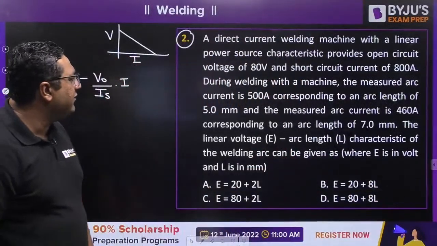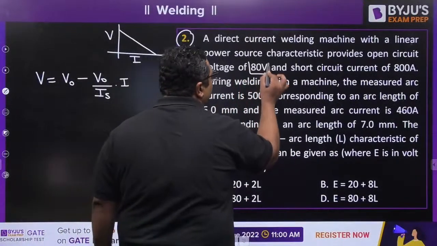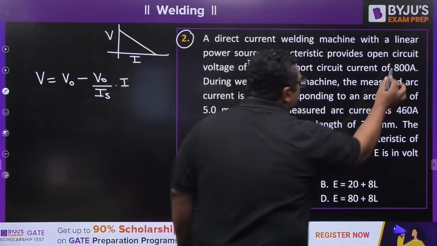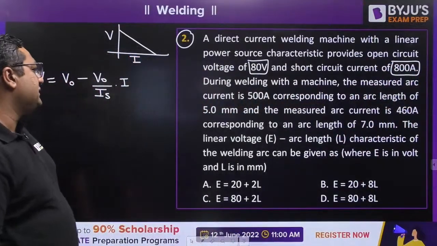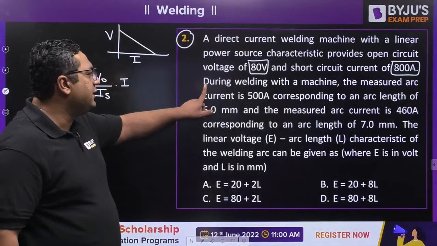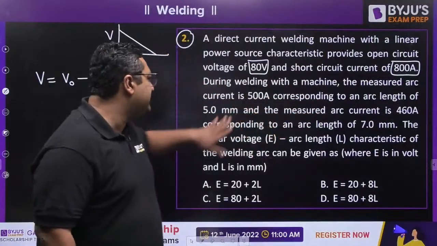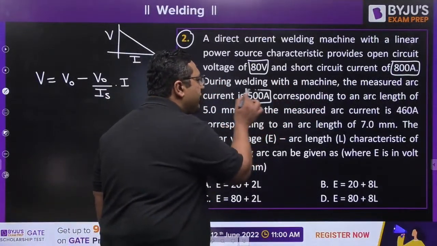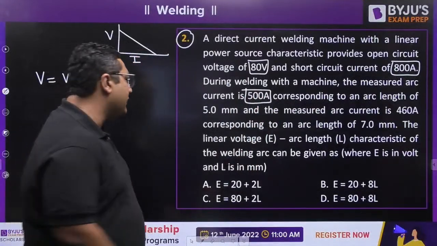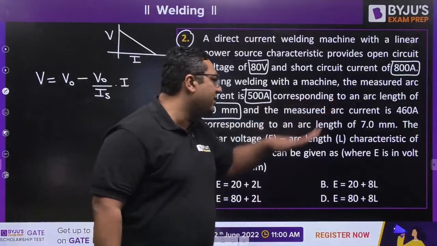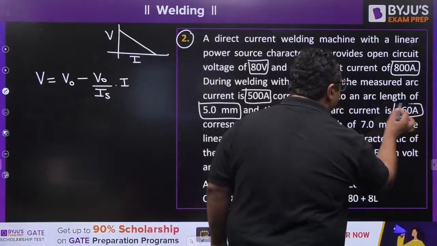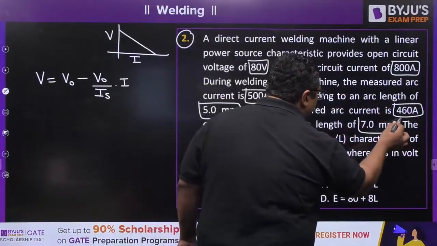Then my dear, they are giving open circuit voltage to be 80 volt, and short circuit current to be 800 amperes. So they are saying that during welding with the machine, the measured arc current is 500 ampere corresponding to the arc length of 5 mm. And the measured arc current is 460 ampere for an arc length of 7 mm.